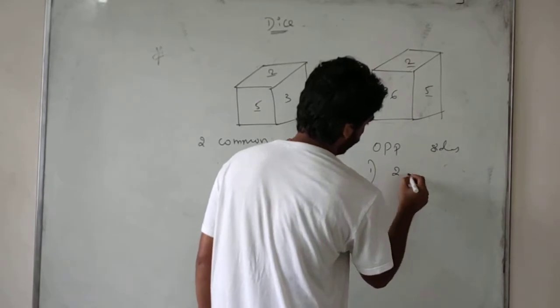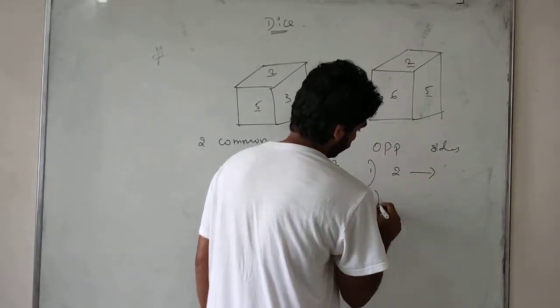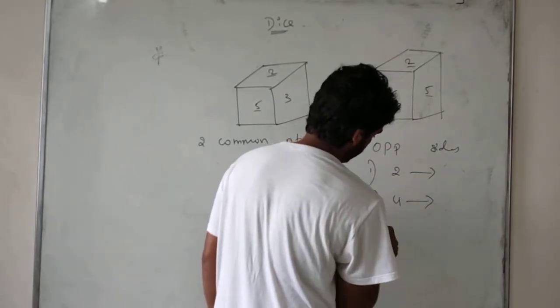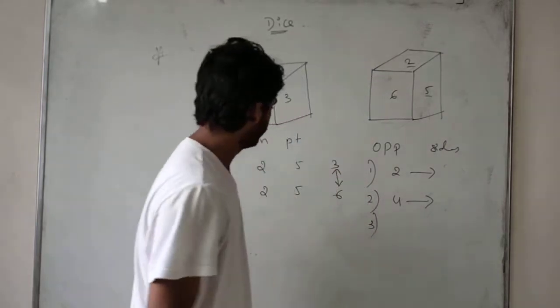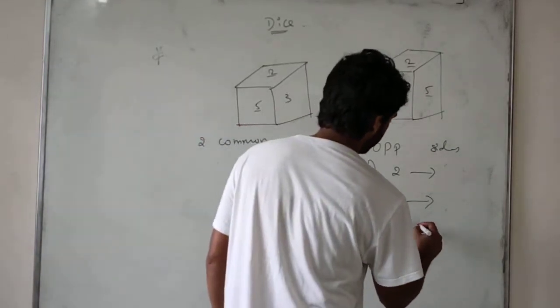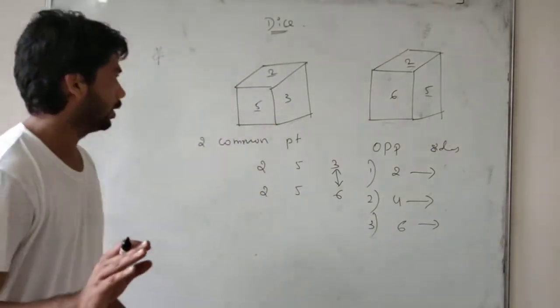So I will take this one question on opposite sides. First one, what is the opposite of 2? Second one, the opposite of 4. Third one, the opposite of 6. Okay students, now got it?